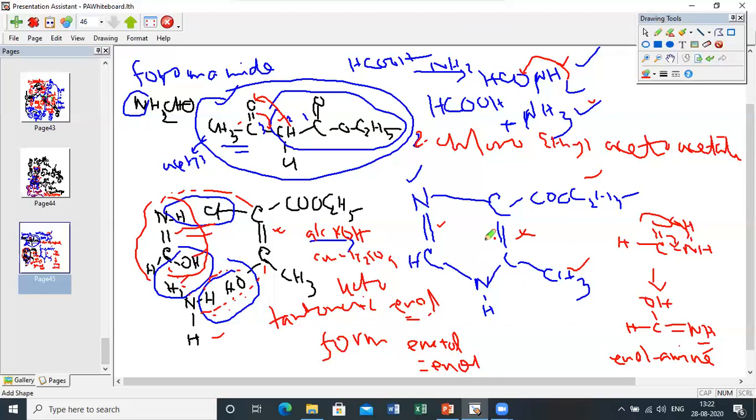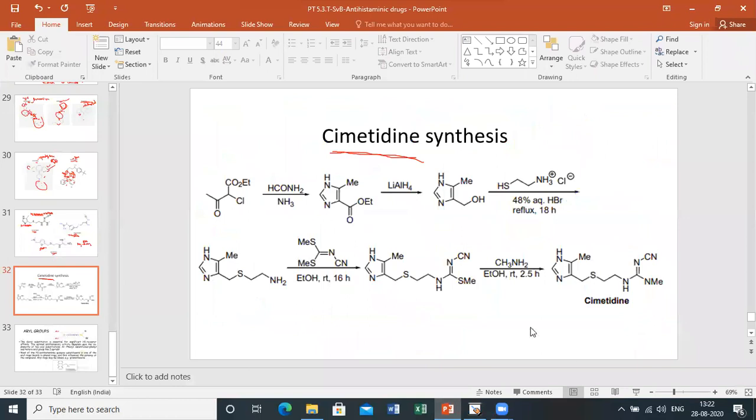Okay, so here is how we have synthesized an imidazole ring in the cimetidine. Fine, hope you have understood this. Now get back to our main synthesis here.